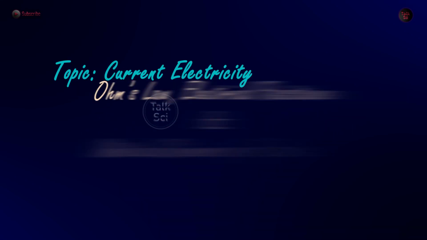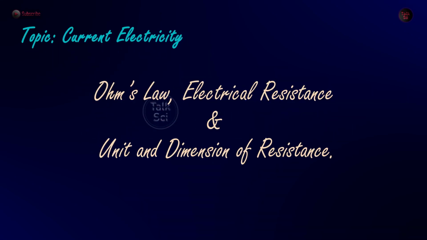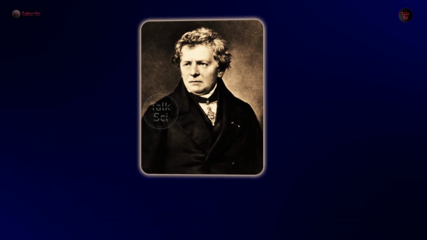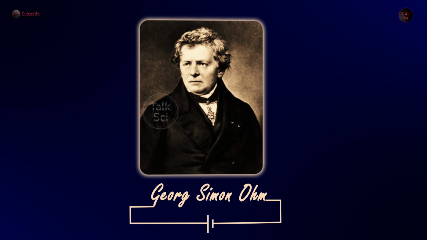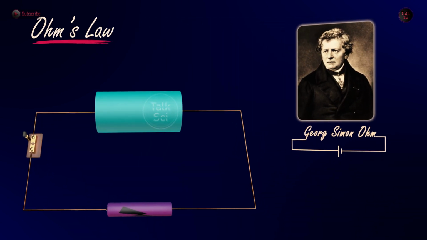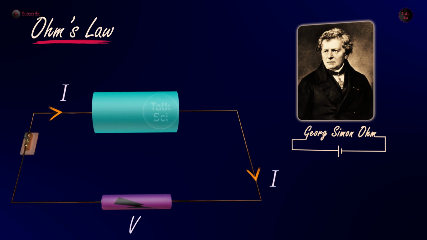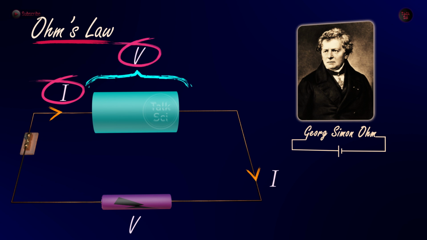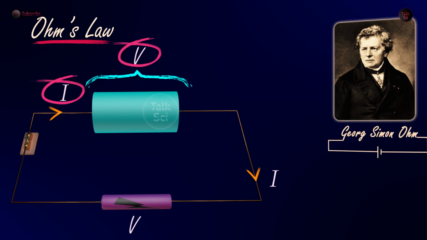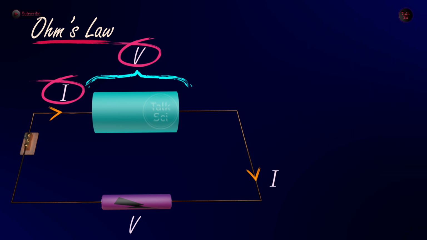In this video, we will see Ohm's law, electrical resistance and dimension of resistance. In 1828, Georg Simon Ohm, a German physicist and mathematician, found that at a constant temperature, that is, when the temperature is kept unchanged, the current I flowing through an electric conductor is directly proportional to the potential difference V between its ends. That is, I is proportional to V, or we can write V is proportional to I.